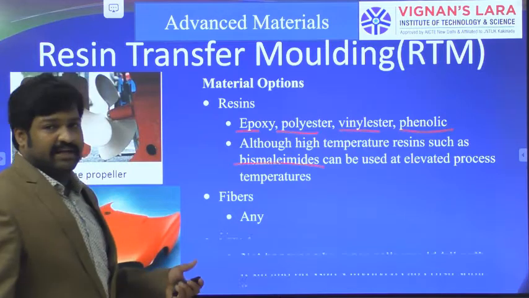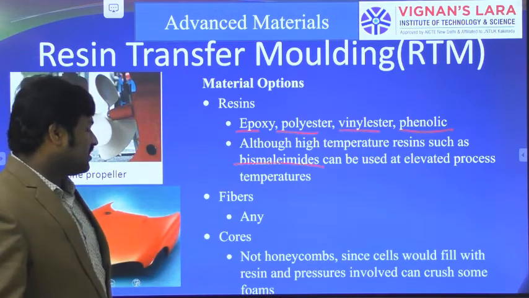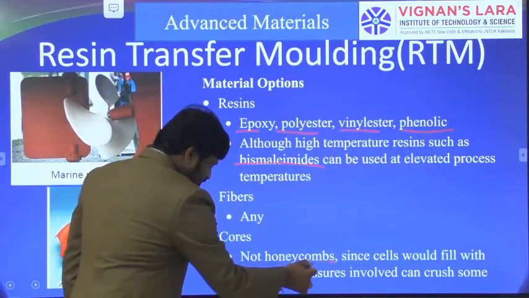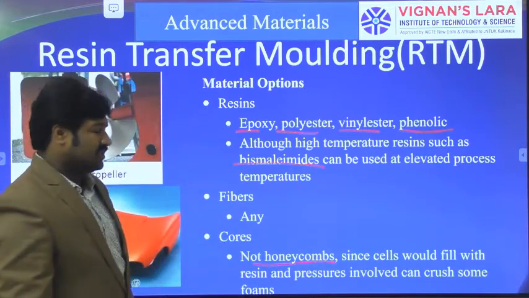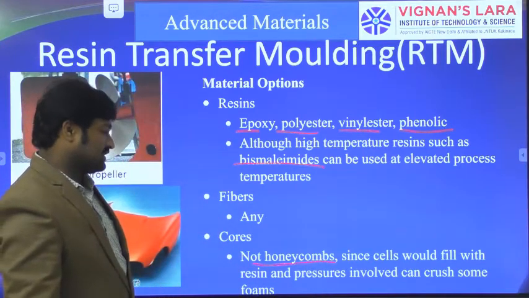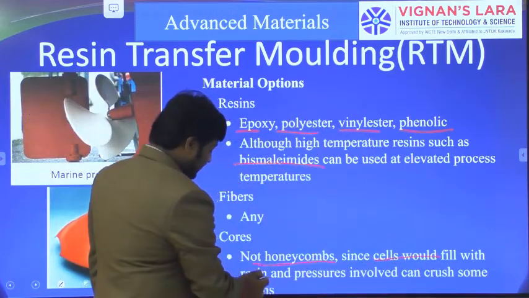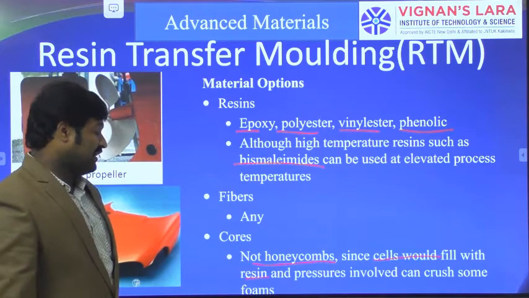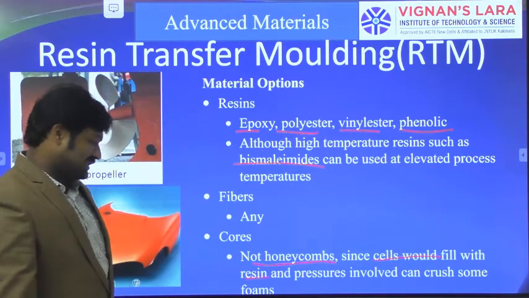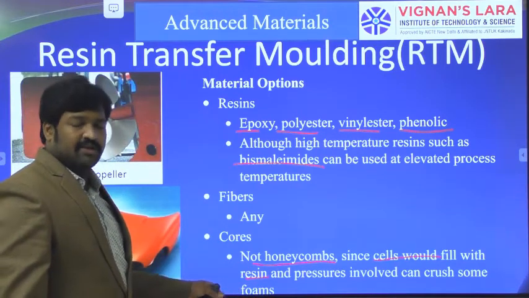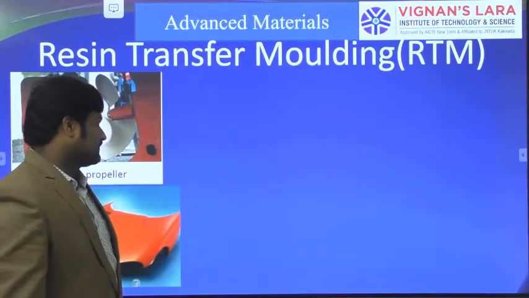Next, fibers. Any type of fibers can be used in this process. Core, not honeycombs. As we know, honeycombs are hollow in section. So if we use honeycomb sections, hollow sections, then the cells would fill with the resin and the pressure involved can crush some amount of the cells or the foams. So we are not using a very general core for this process.